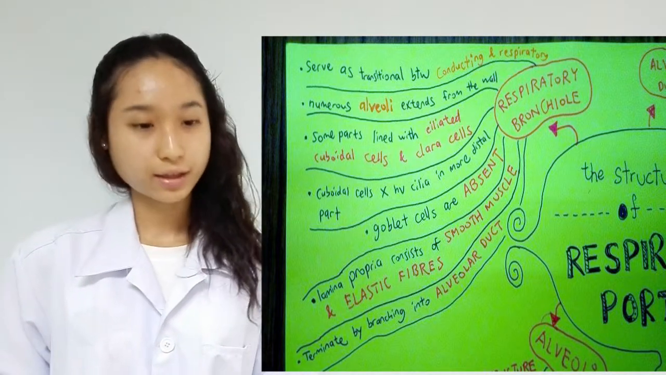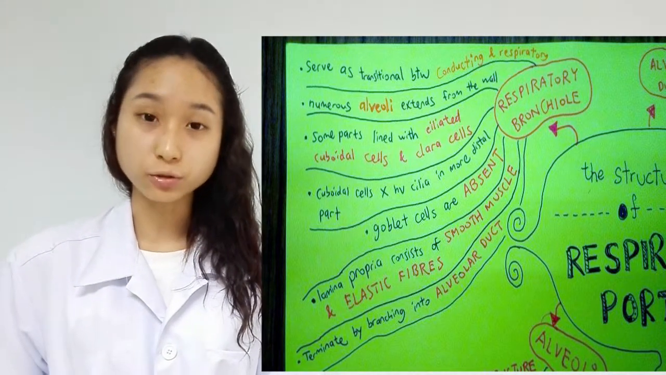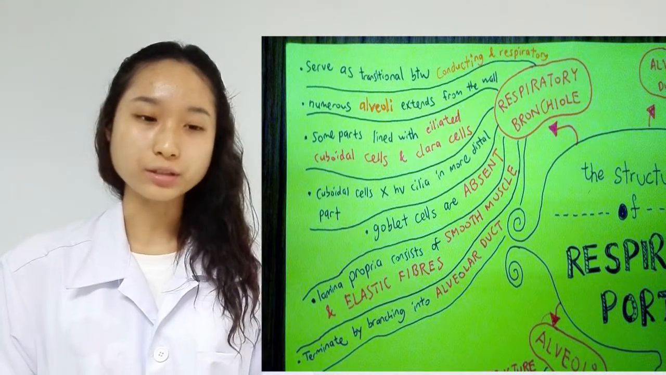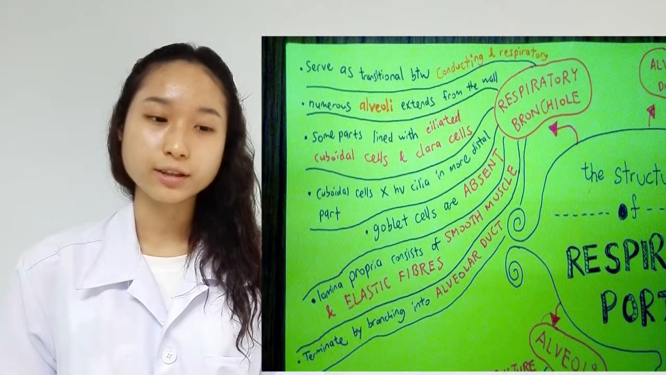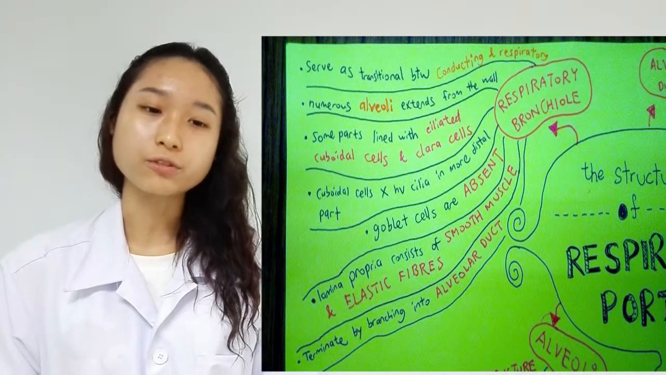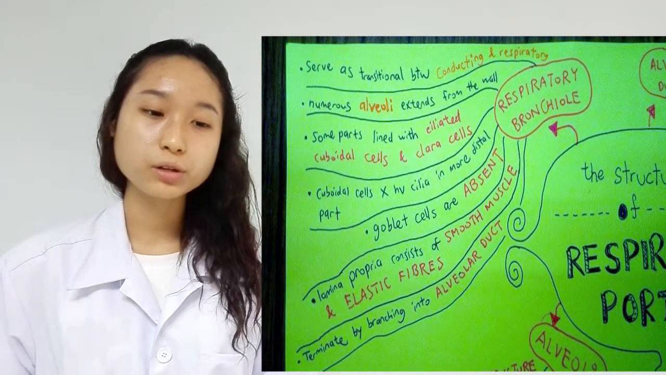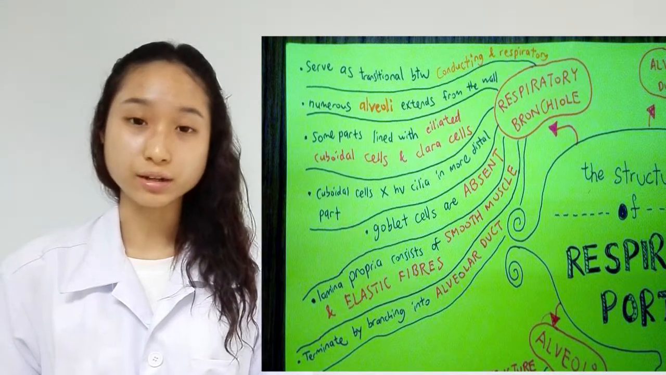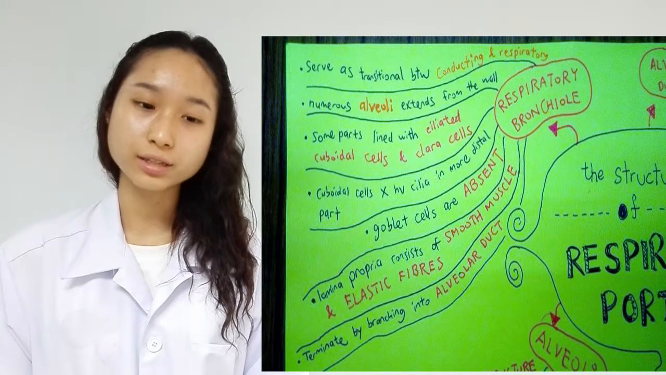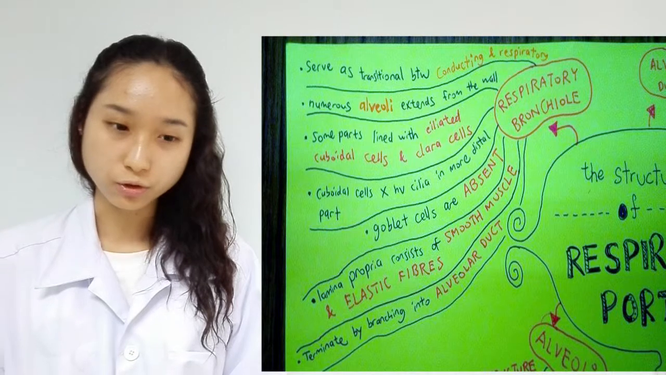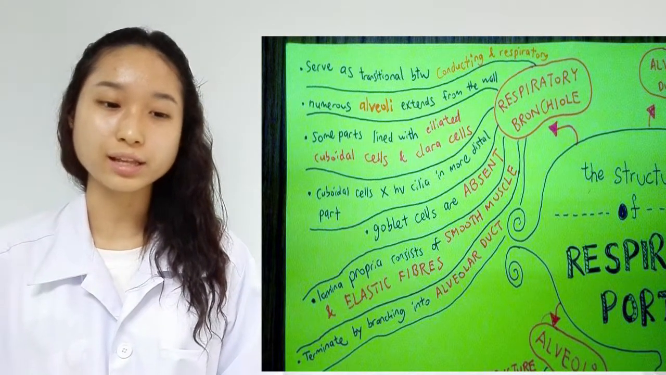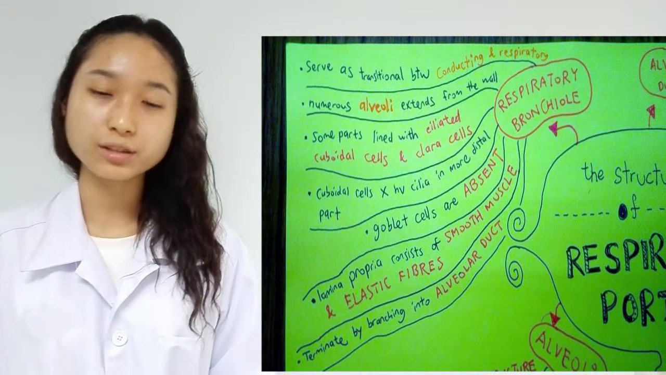Numerous alveoli extend from the wall of the respiratory bronchioles. Some parts are lined with ciliated cuboidal cells and club cells. In the more distal part of the respiratory bronchioles, the cuboidal cells do not have cilia, and we cannot find goblet cells here too. The lamina propria of the respiratory bronchioles consists of smooth muscle and elastic fibers, and it terminates by branching into the alveolar duct. Now we are moving to the alveolar duct.